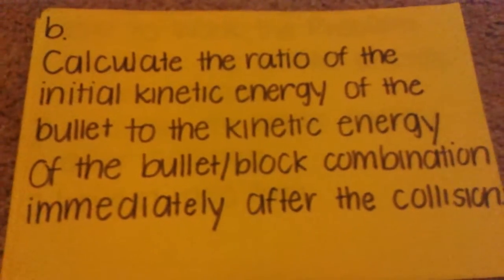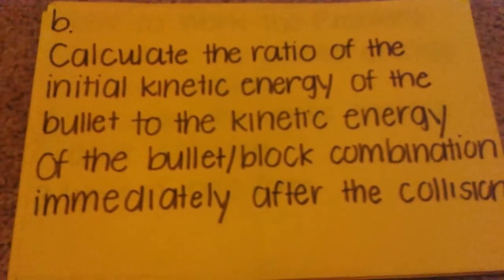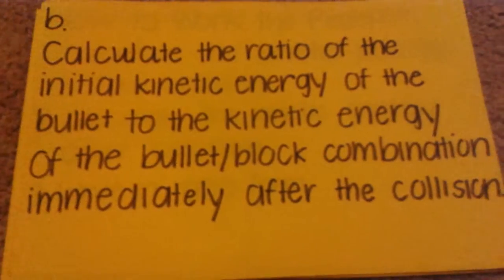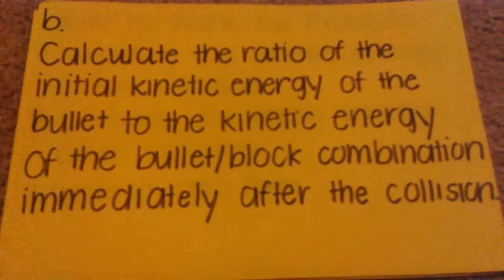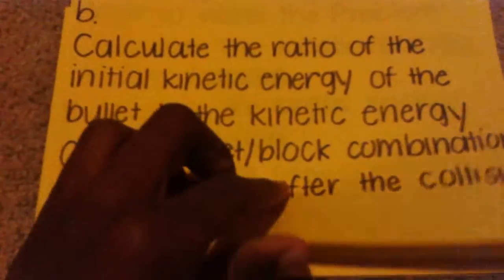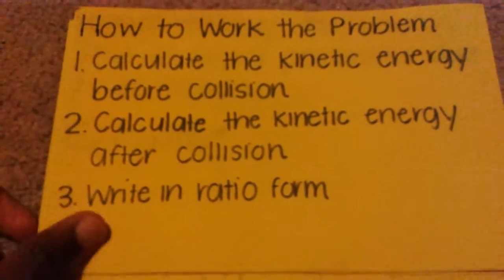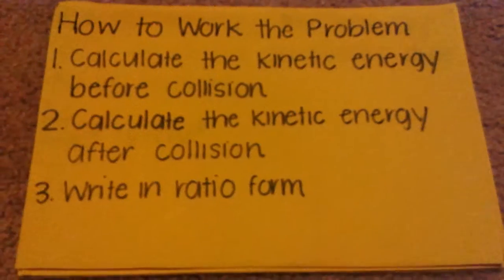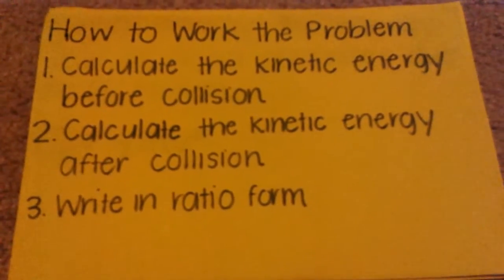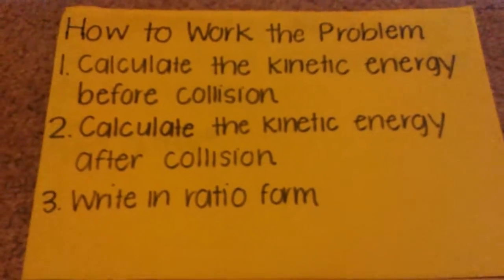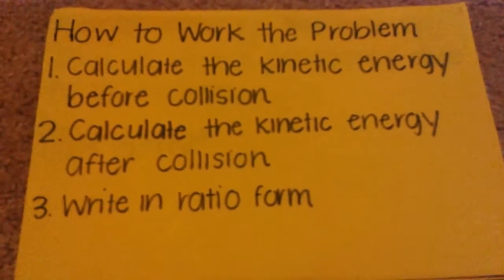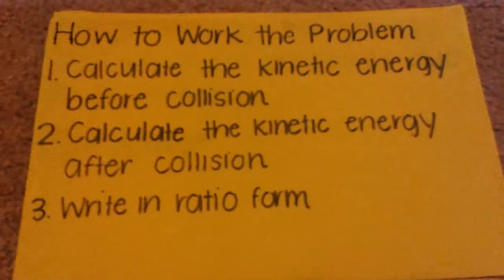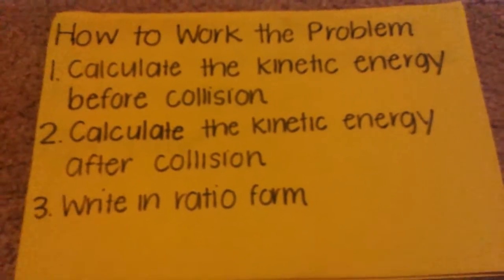Part B of the problem tells us to calculate the ratio of the initial kinetic energy of the bullet to the kinetic energy of the bullet-block combination immediately after the collision. How to work the problem. The first thing you need to do is calculate the kinetic energy before the collision. The second thing, calculate the kinetic energy after the collision. And finally, we're going to write those two in ratio form.